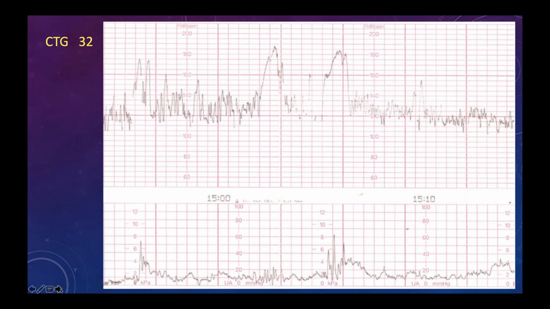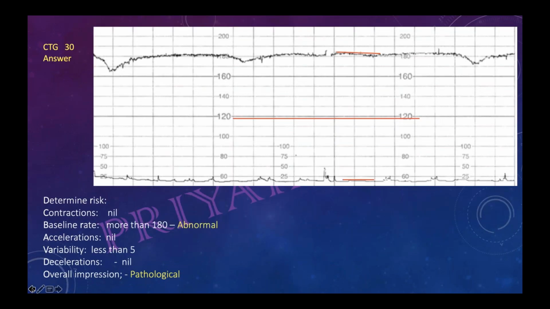Ma'am, CTG number 30, please. In this CTG, at the first time when I saw the most left part, it is corresponding directly to 180. I think the baseline heart rate is 180, but variability is less than 5, and an unprovoked deceleration is present in the early part. So my comment is that it may be a case of a preterm baby with poor placental function, isn't it?